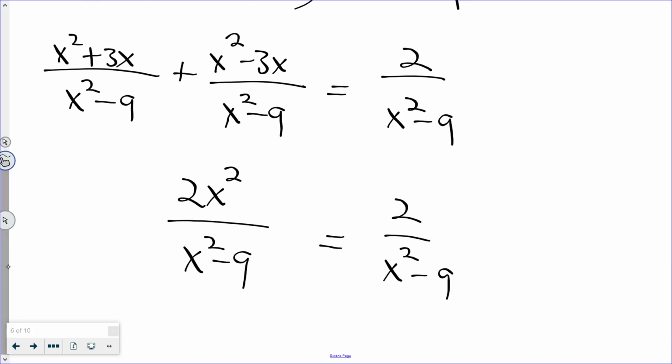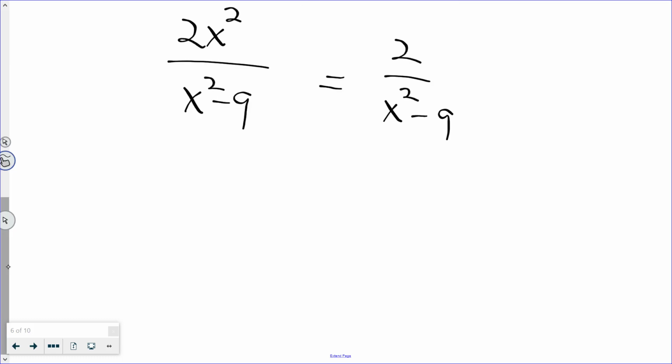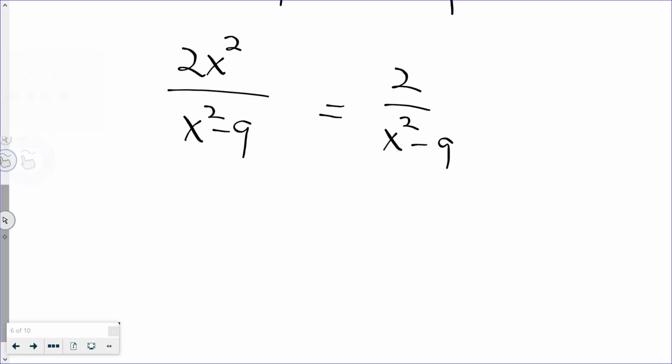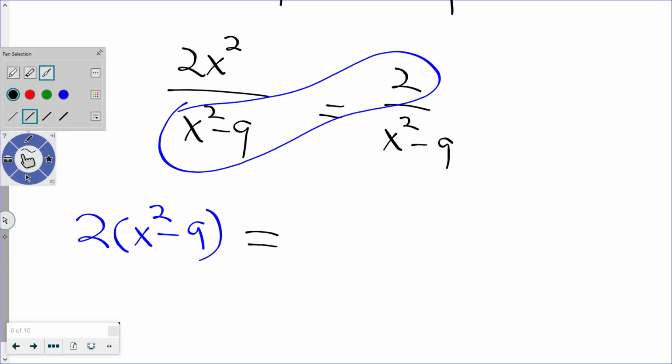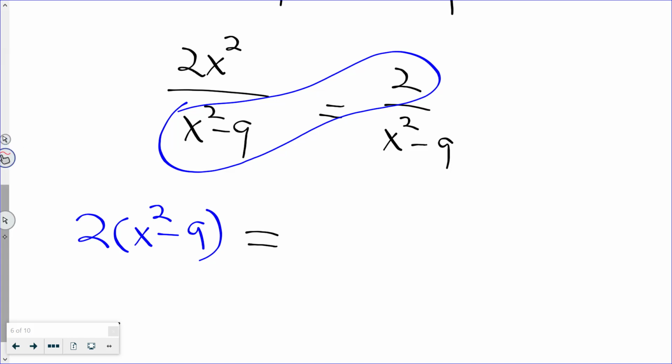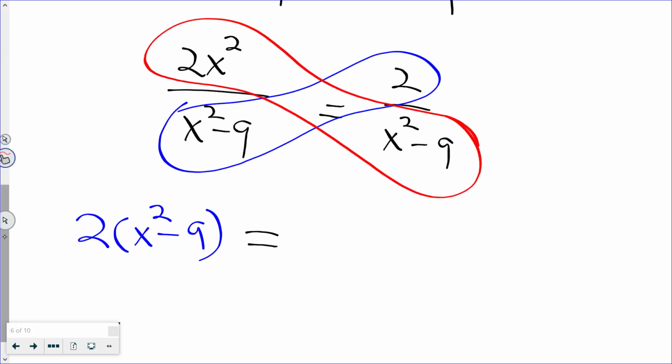We have one fraction on the left, one fraction on the right. This is a proportion now. Nicole, now we could cross multiply. We have 2. When you cross multiply, don't distribute, just write them as factors first. 2 times x squared minus 9. Some of you might be tempted to distribute, but don't do that yet because you may be able to see something you could divide by. 2x squared, x squared minus 9.